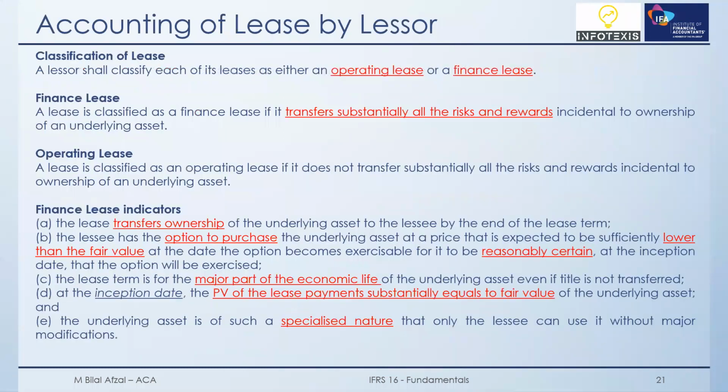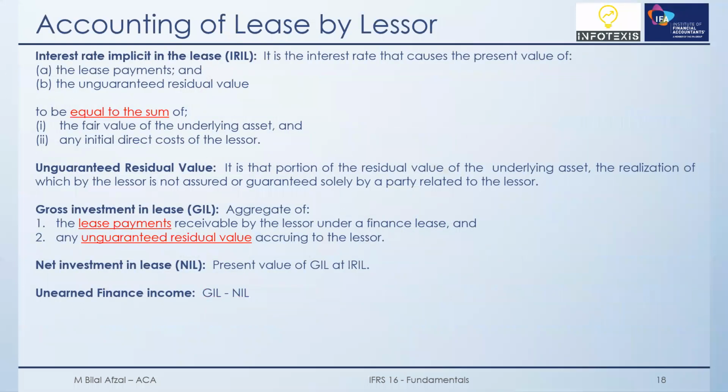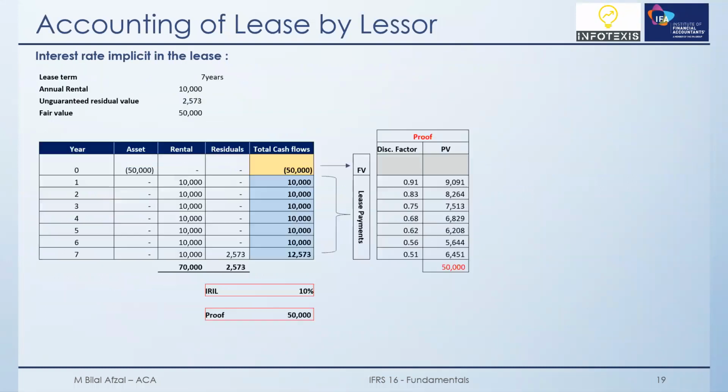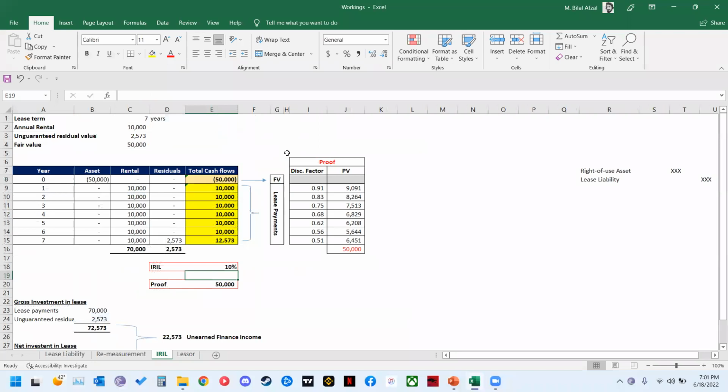Let's go back to the basic definitions. What is net investment in finance lease? It is the present value of gross investment discounted at the interest rate implicit. What is gross investment? Lease payments plus unguaranteed residual value, right? So in order to compute the net investment in finance lease, we will continue the same example.